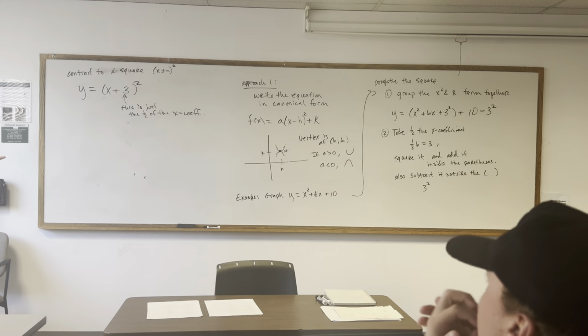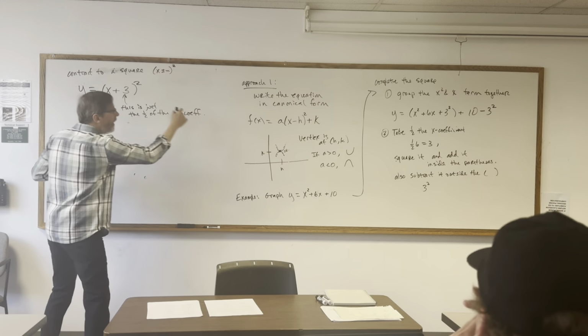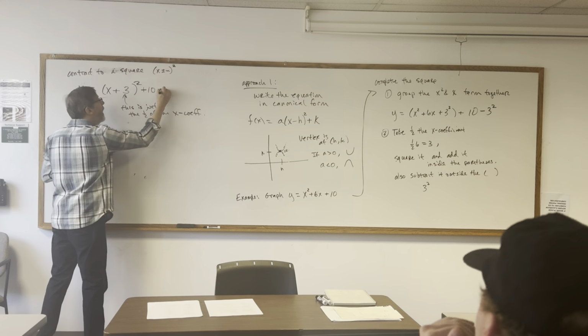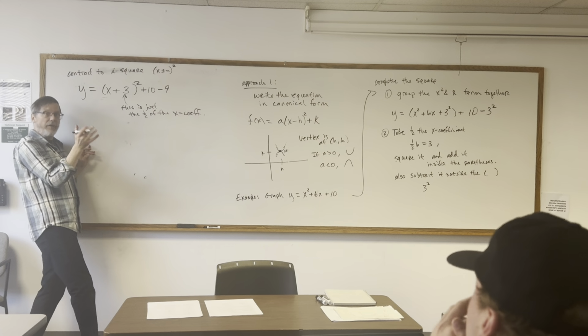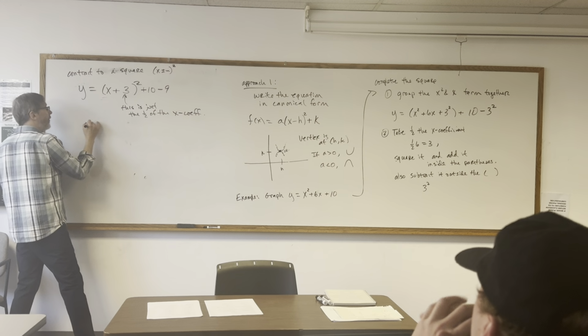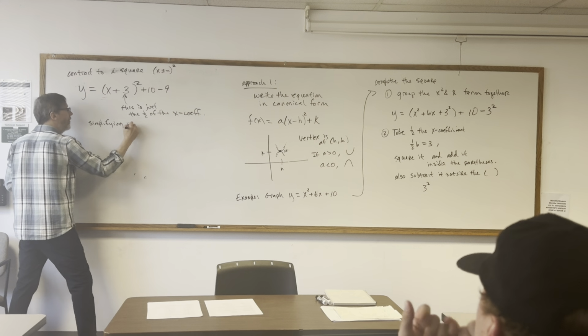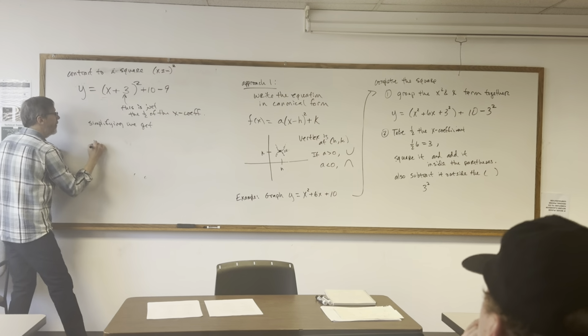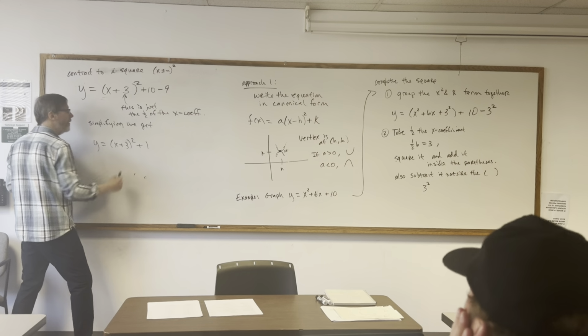So you've already done all this work. And then I have to, what do I have on the outside? I've got plus 10 minus 9, so plus 1. In effect, just kind of chill it out. So simplifying, we get y equals x plus 3 quantity squared plus 1.